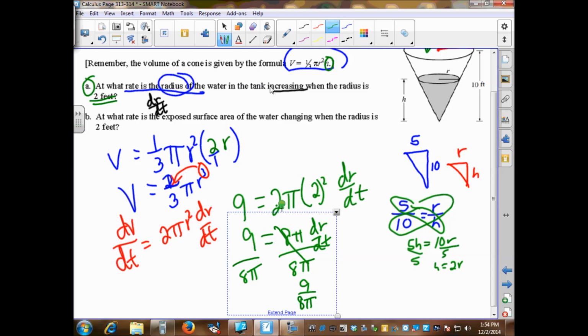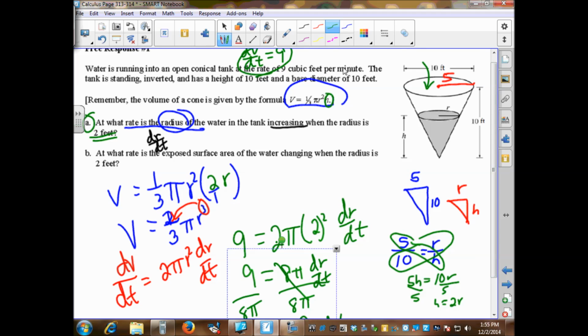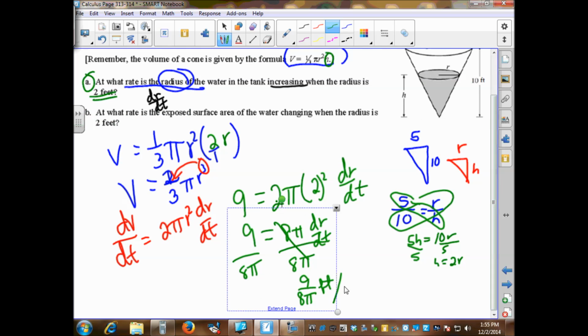And the radius units were feet, and the time is minutes. It's dr dt. Unless it was a calculator problem and they said round it to something, I wouldn't do that. I would leave the problem just like this. Okay, so that was part A.